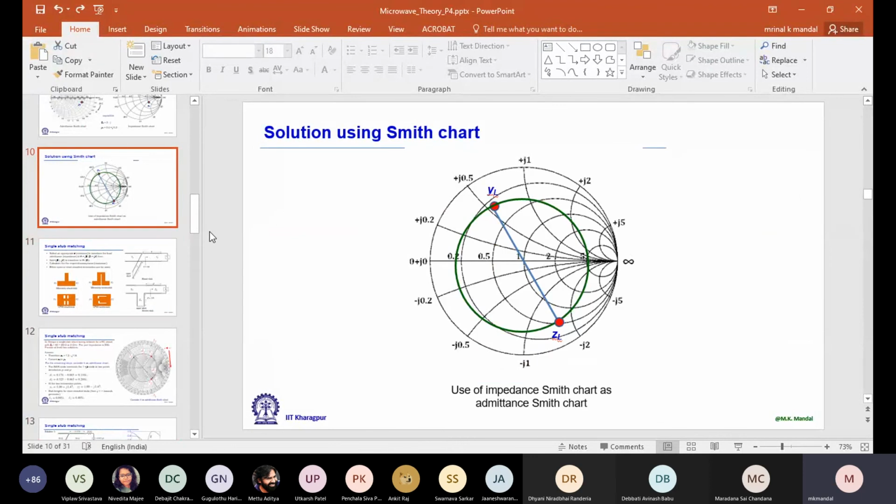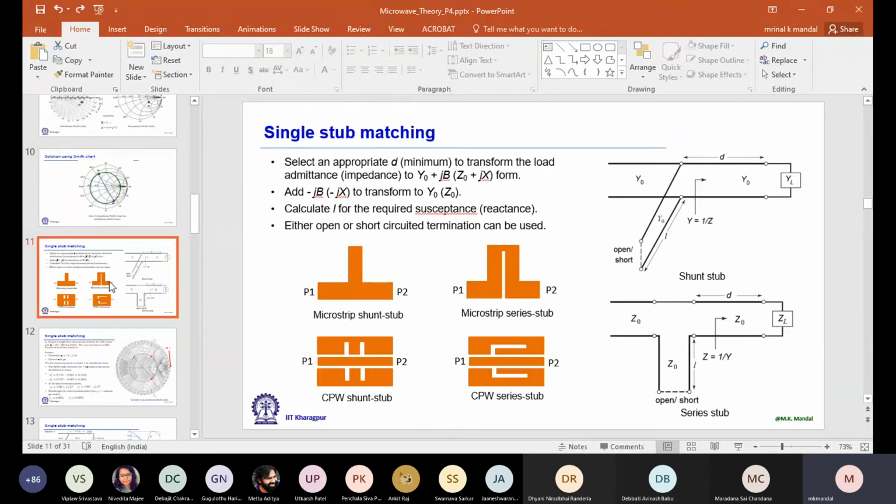So till this point we considered the matching network by using SMD components, inductor and capacitor. Now we are going to use a section of transmission line for impedance matching, and we call it a single stub matching problem. Now before that, let us understand what is a series stub and what is a shunt stub. So you know that a section of transmission line, let's say open circuited at the far end, then the input impedance can be capacitive or inductive. That depends on its length.